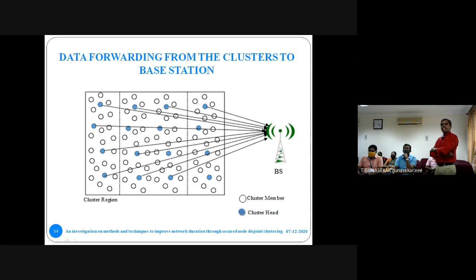Here you can see the data forwarding from cluster to base station. All the nodes deployed in a particular region are grouped into different clusters. Each cluster has one cluster gate. The cluster gates capture the data from their cluster members and directly forward the data to the base station. Here the cluster gate is highlighted in blue color.